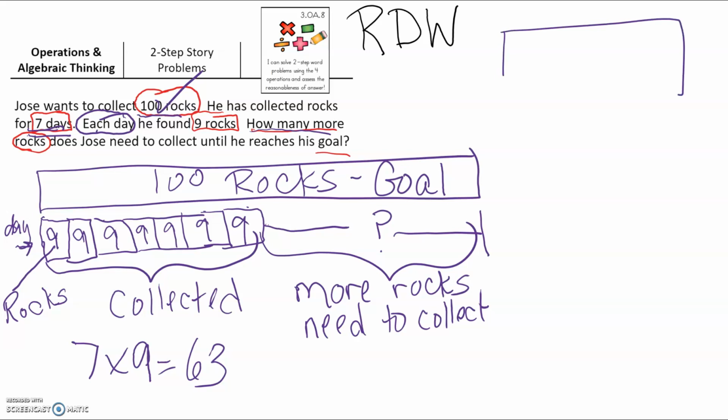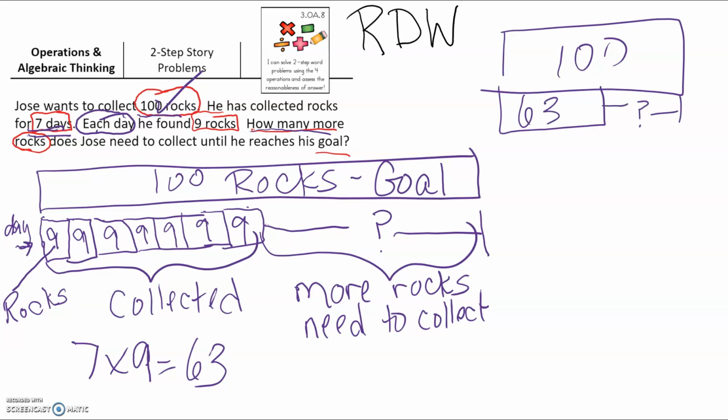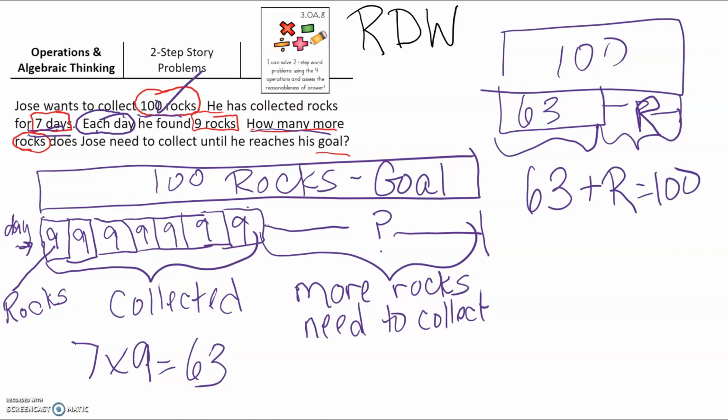I'm going to redraw my model over here. So he needs 100. He's collected 63, and what we don't know is this amount here. So I know this part plus that part should equal 100. 63 plus some number, let's name that R for rocks, equals the total 100. Okay, well, I know that if I counted up from 63, I would reach 100. Or I can rewrite this as a subtraction problem. 100 minus 63 equals R.